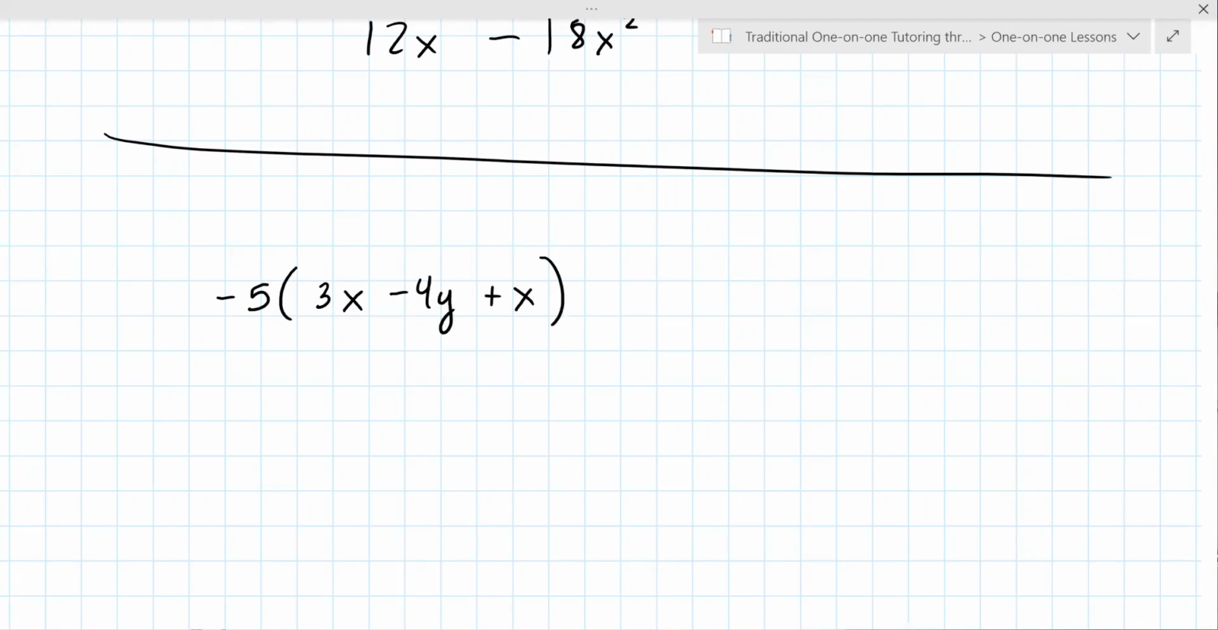I got negative 35x. The middle term though has a y in it. Oh, I didn't even write... Oh, my bad. I didn't even see the 4y. Yeah, it's kind of there in the middle to get you to not pay attention to it, but it is important. Okay.